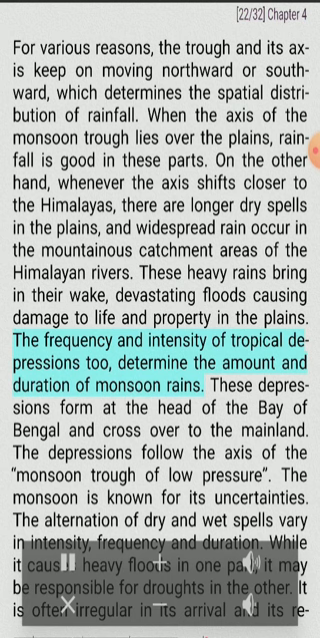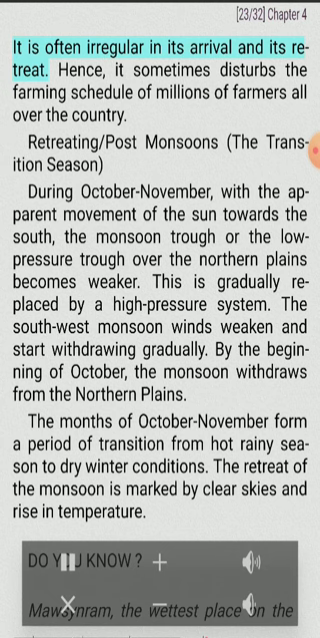The frequency and intensity of tropical depressions, too, determine the amount and duration of monsoon rains. These depressions form at the head of the Bay of Bengal and cross over to the mainland. The depressions follow the axis of the monsoon trough of low pressure. The monsoon is known for its uncertainties. The alternation of dry and wet spells vary in intensity, frequency, and duration. While it causes heavy floods in one part, it may be responsible for droughts in the other. It is often irregular in its arrival and its retreat.